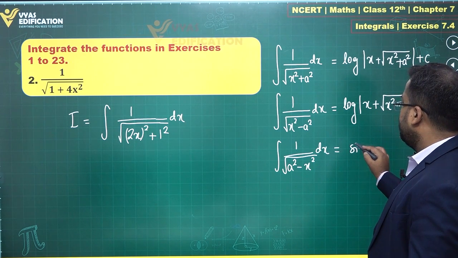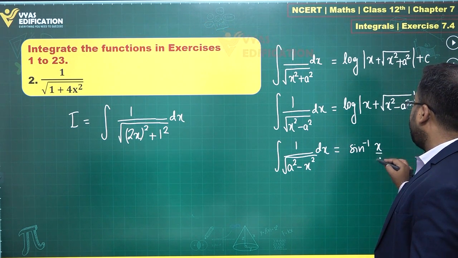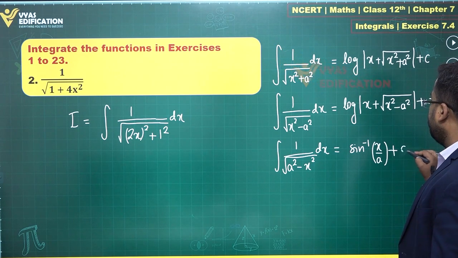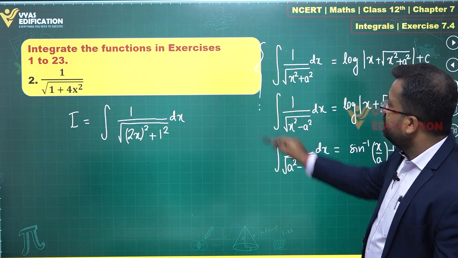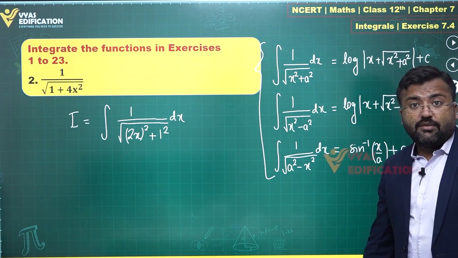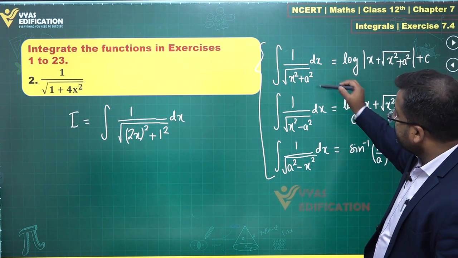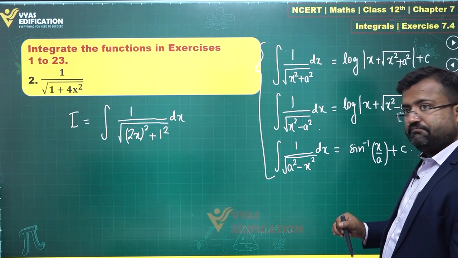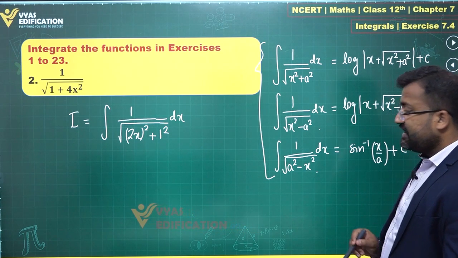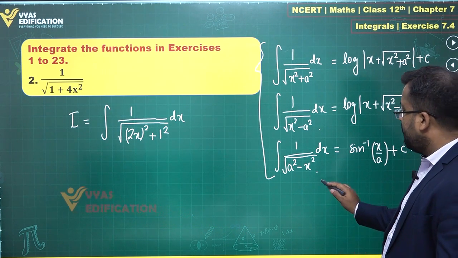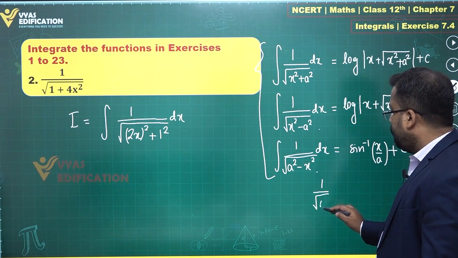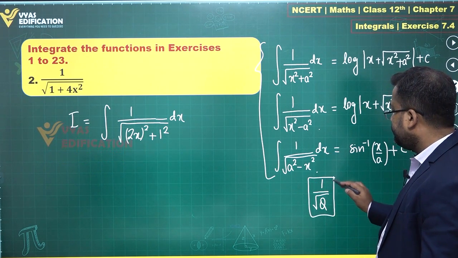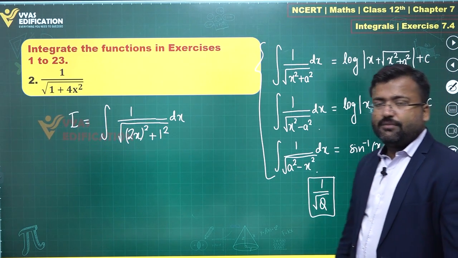And in such cases, the result will be sine inverse x by a plus c. This is the other formula. So these are some formulae which you should memorize. X square plus a square, x square minus a square, and a square minus x square in the under root. So these are all forms of 1 upon root quadratic.